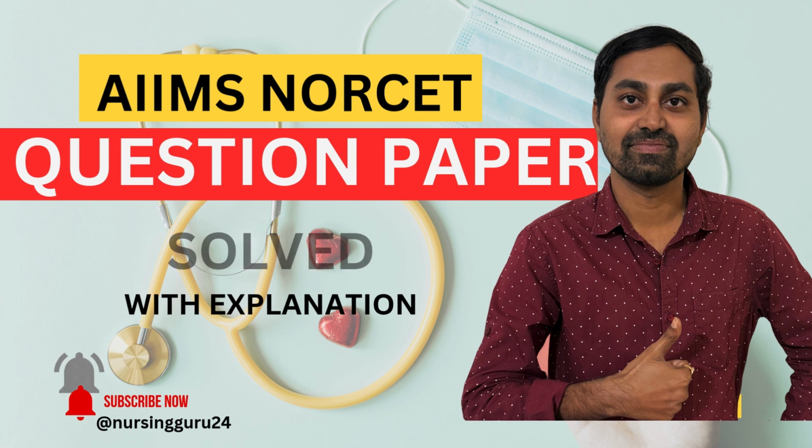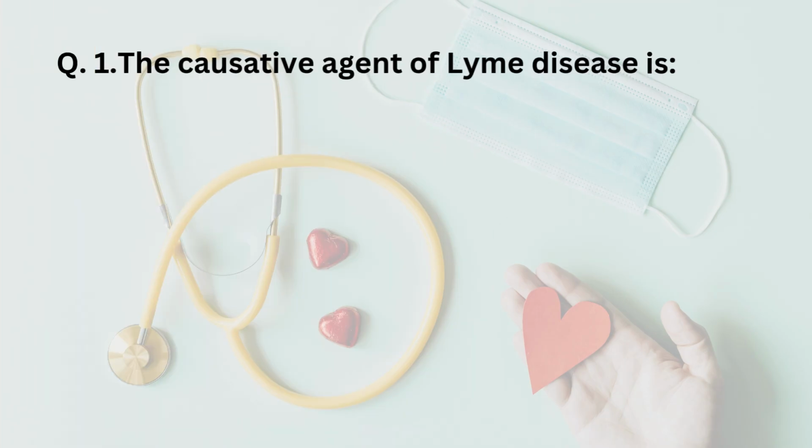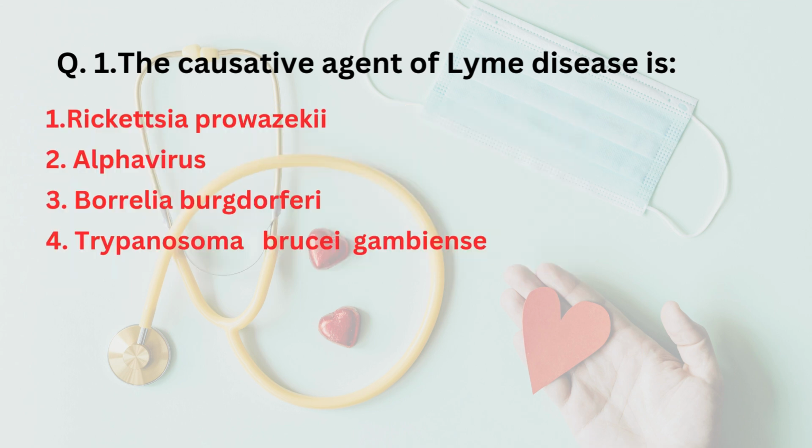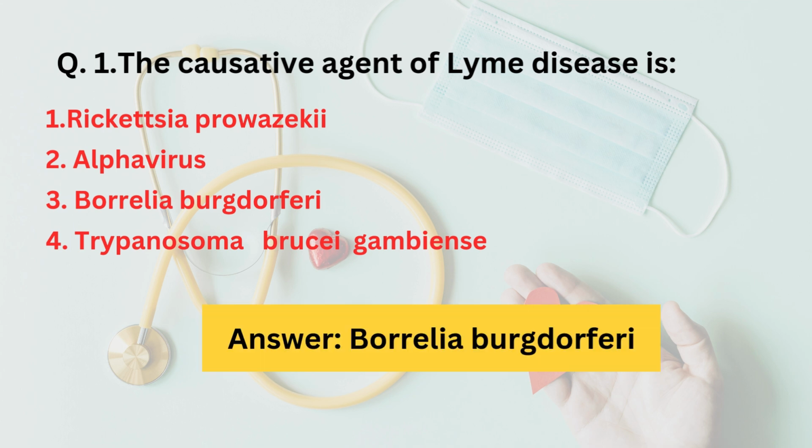Let's start with the first question. The first question is, causative agent of Lyme disease is. Options are Rickettsia prowazekii, alphavirus, Borrelia burgdorferi, Trypanosoma brucei gambiense. Here the correct answer is option number 3, that is Borrelia burgdorferi.